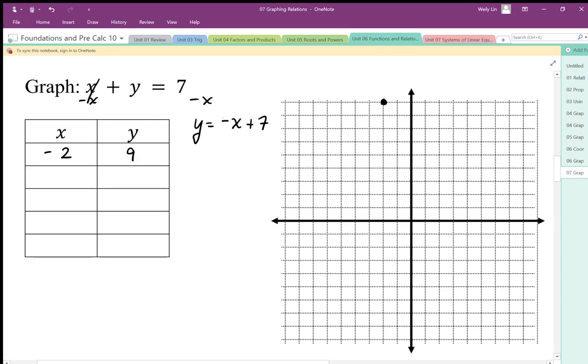Okay, and if I go way off my grid, I can either scale my grid or I can choose another point. So I'm just going to maybe skip 2 and go to 0. And when I put x is 0, I get y is 7. So as a coordinate pair, I'm just going to go 0 along the x, so it's going to be right on the y-axis. So 1, 2, 3, 4, 5, 6, 7. 7 is right there. And I'm going to skip 2 more.